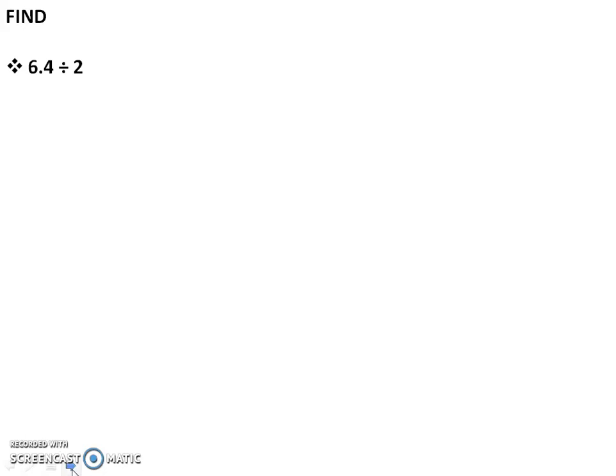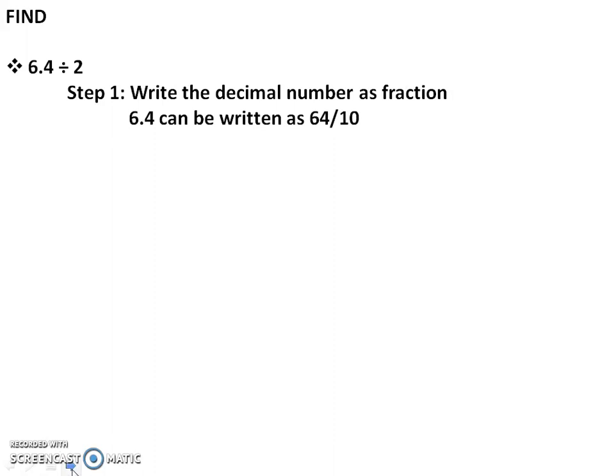6.4 divided by 2. Here the dividend is 6.4 and the divisor is 2. Here the first step you have to do is write the decimal number as a fraction. How can you write 6.4? You can write 6.4 as 64 by 10.